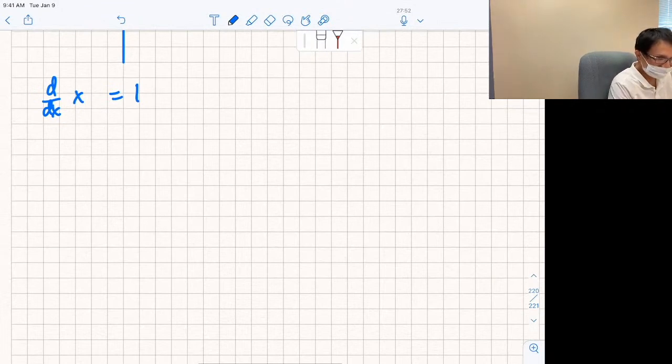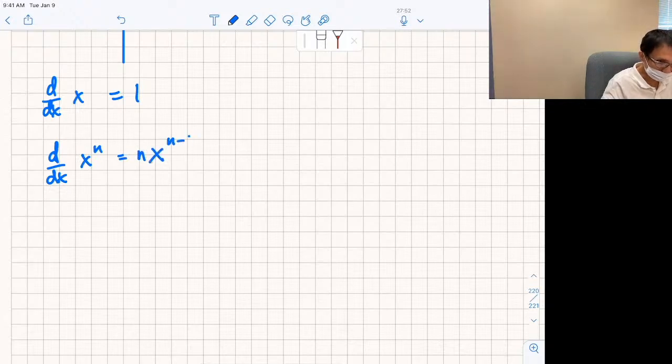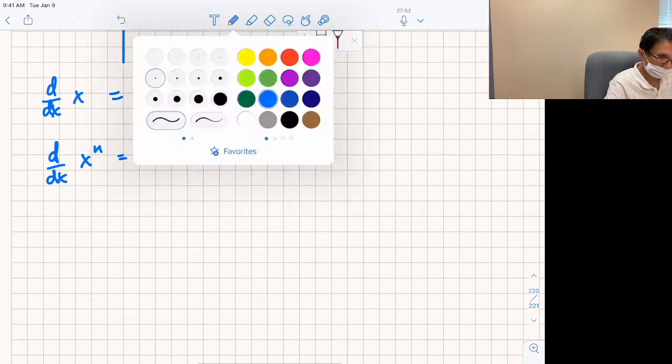Okay, so the derivative of x is equal to 1. One more thing you need to know: today we're going to learn something called the power rule, which is very, very useful, and you're going to use it all the time. The derivative of x to the n is just going to be: drop the power down, x to the n minus 1. Subtract 1. It's so easy.